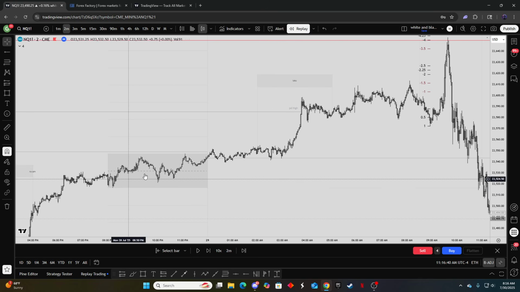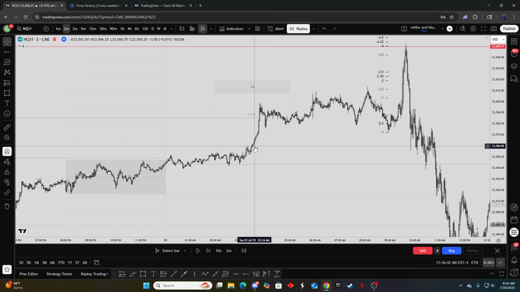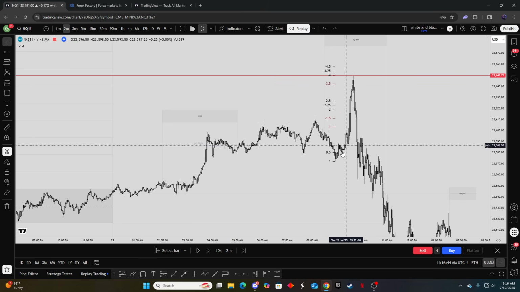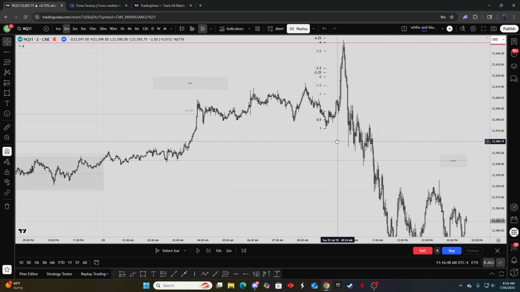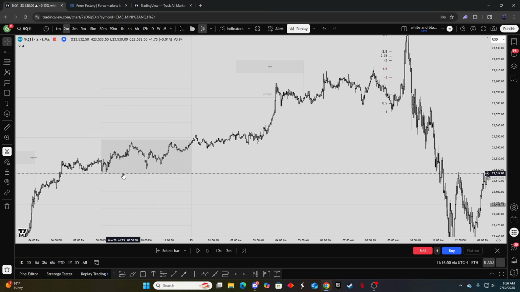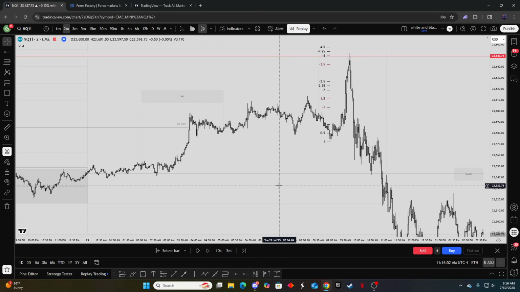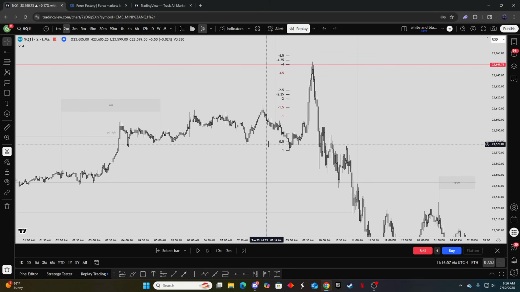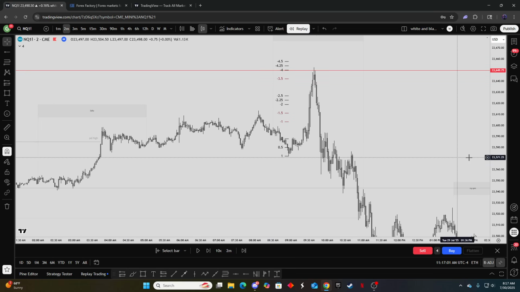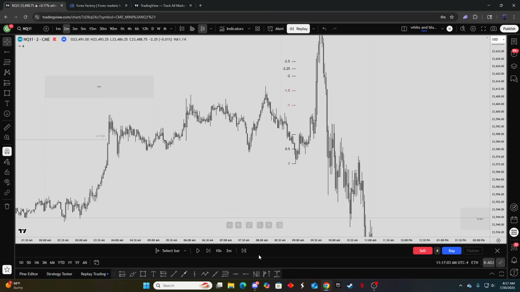So Asia opened around here. We chopped up, we went up: accumulation, manipulation, distribution, to these lows at least, which is my TP. This is also kind of like a 9:30 PO3. So pre-market we started chopping up, and then we pulled deviations from the low that swept this.